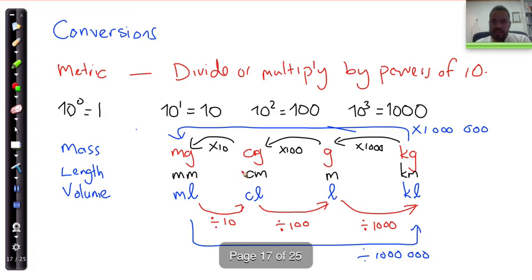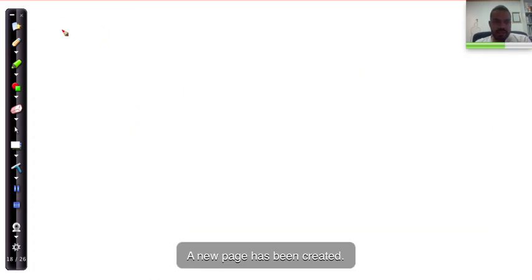Now let us look at a third example, and this is going to be example C, and I hope you write this down because we want you to learn actively. And at this point you may pause the video after I've written down the question and attempt it yourself, right? 24.5 milliliters, convert that to liters.